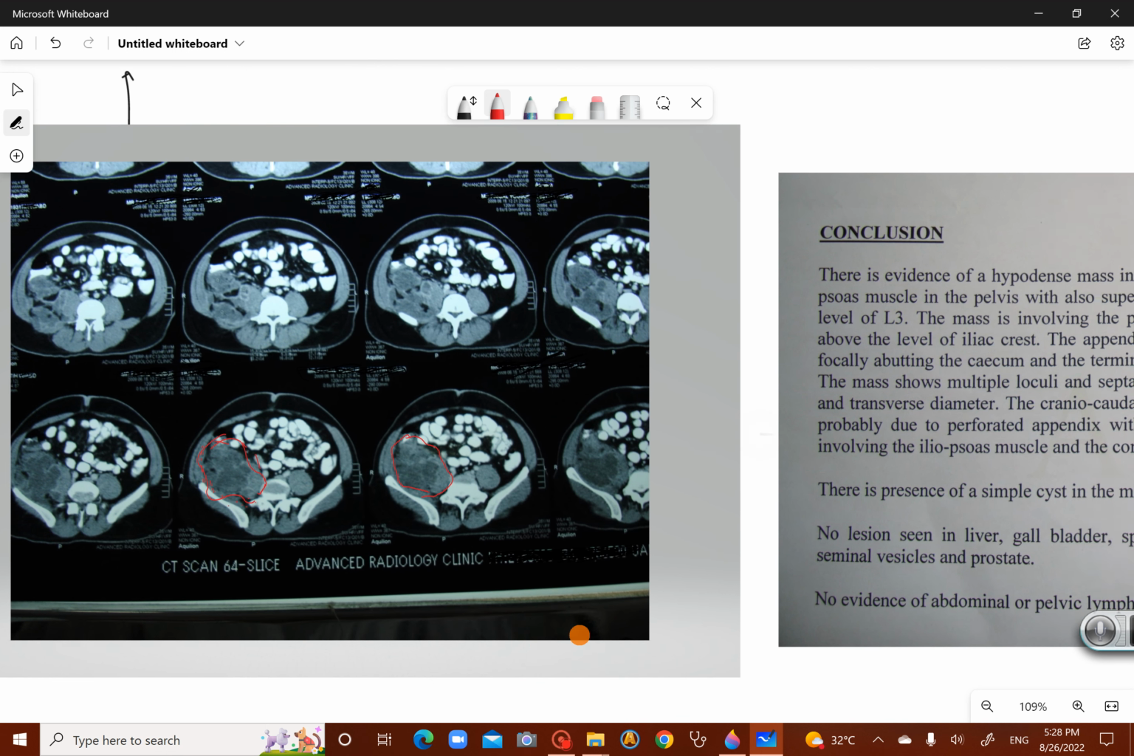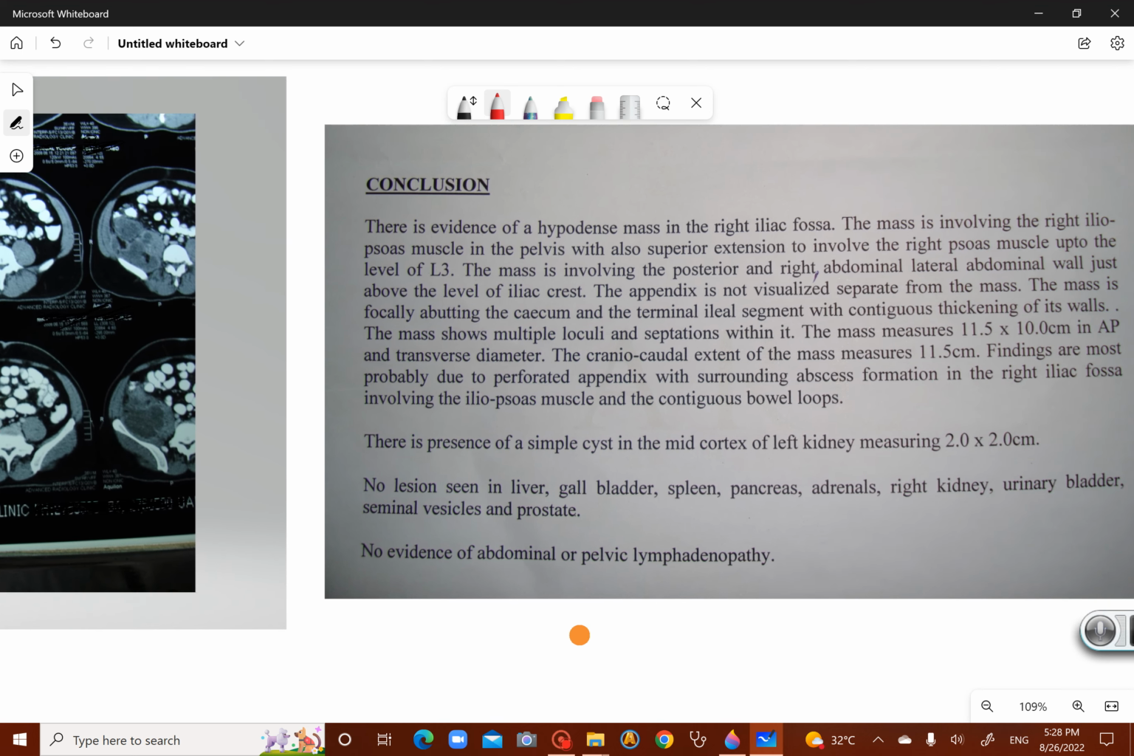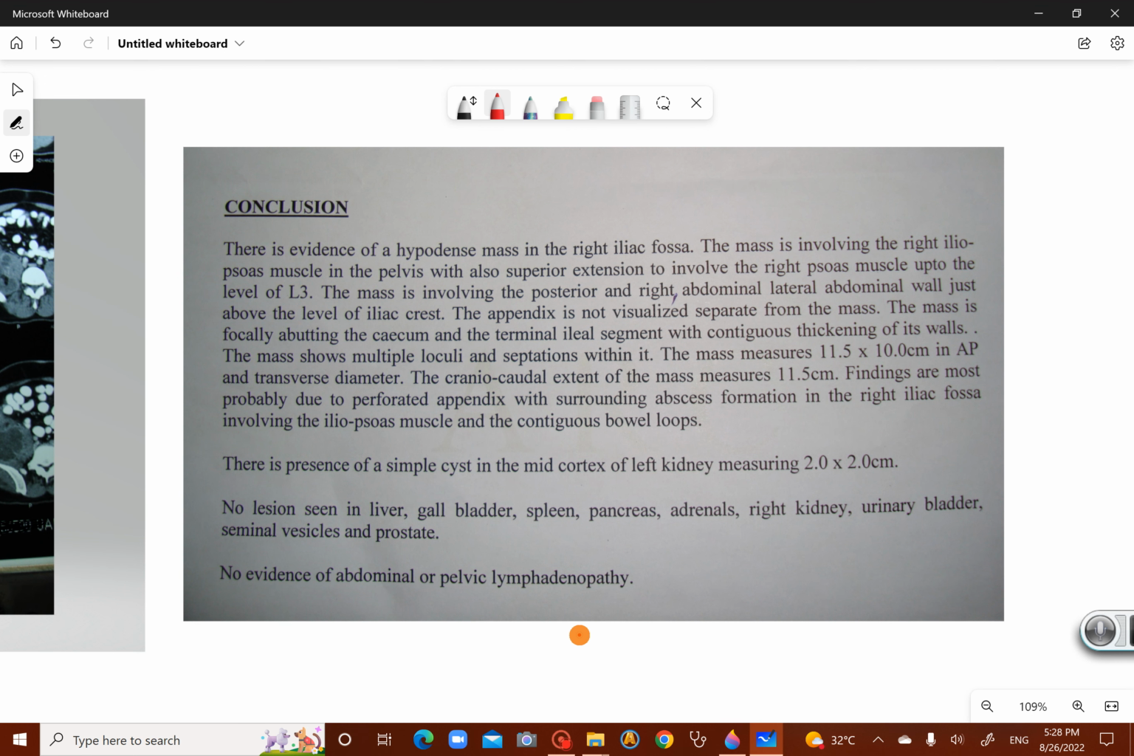And the conclusions of this CT finding was there is evidence of hypodense mass in the right iliac fossa. The mass is involving the right iliopsoas muscle in the pelvis, with also superior extension to involve the right psoas muscle up to the level of L3. The mass is involving the posterior and right lateral abdominal wall just above the level of iliac crest. The appendix is not visualized separate from the mass.